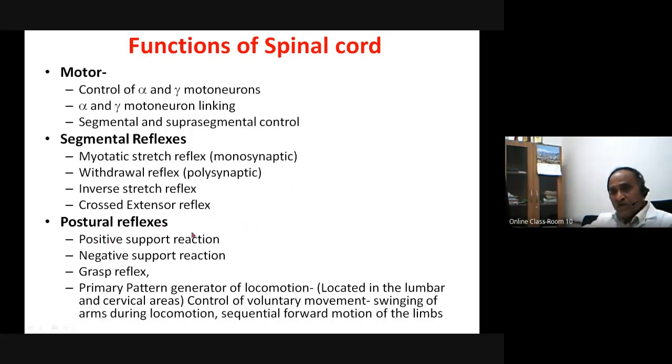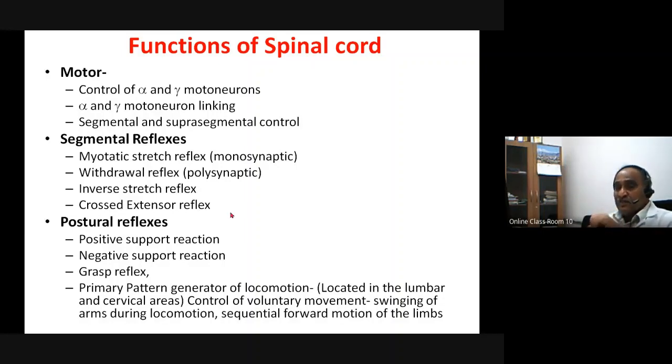Then we have postural reflexes. For example, if you visit a newborn infant and give the baby your finger in its hand, it will try to grasp. That's a grasp reflex. It is automatic; it automatically holds on. That is a basic reflex which exists even at the time of birth or immediately after birth.